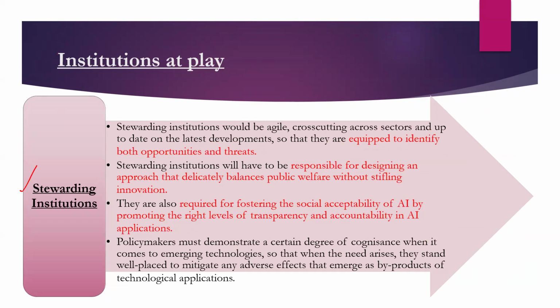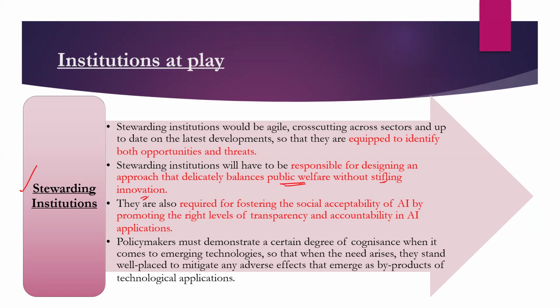also have something known as stewarding institutions. Okay, that means those institutions which simply do not sit at the sidelines, but ensure that there is transparency, so that there is increased transparency during this transition towards AI. Okay, so stewarding institutions ensure that there is a clear-cut balance of public welfare, and there should be instant innovation also.